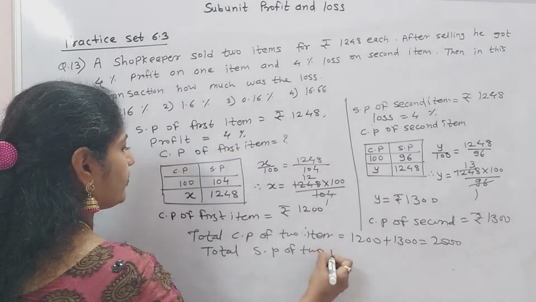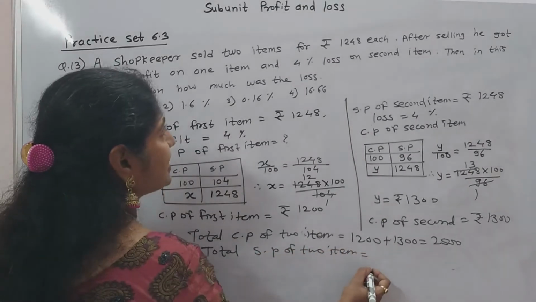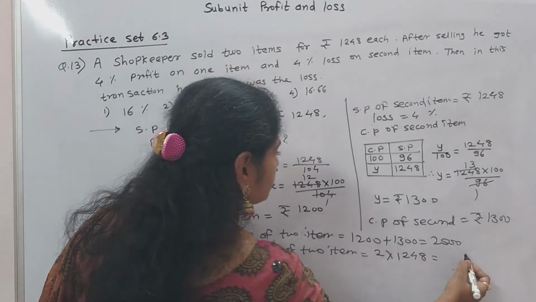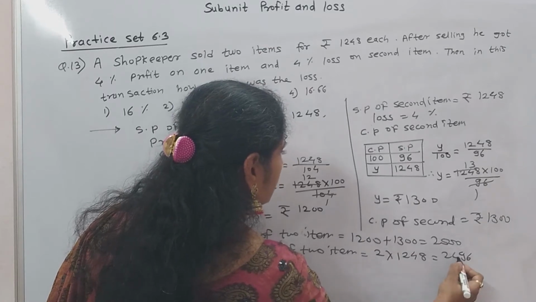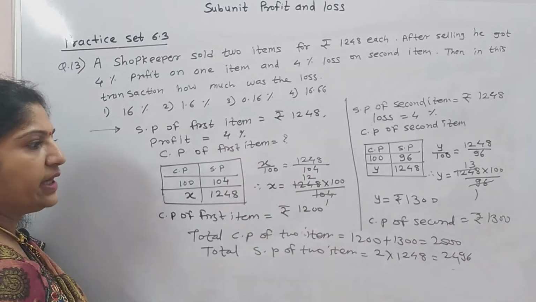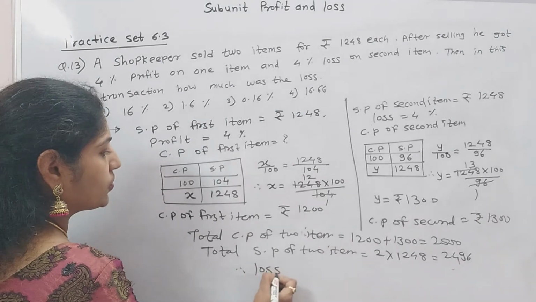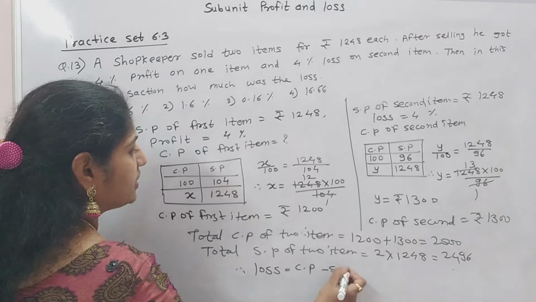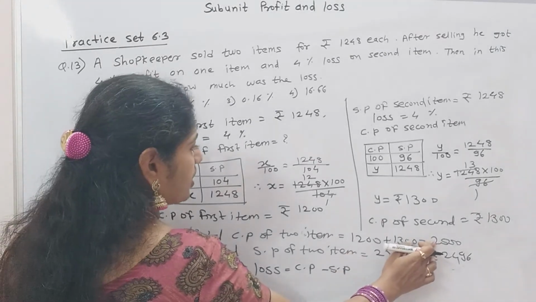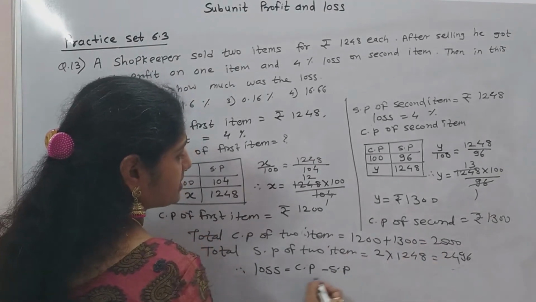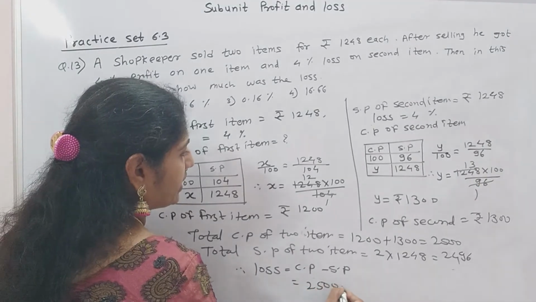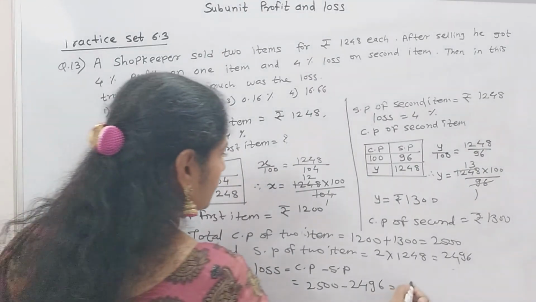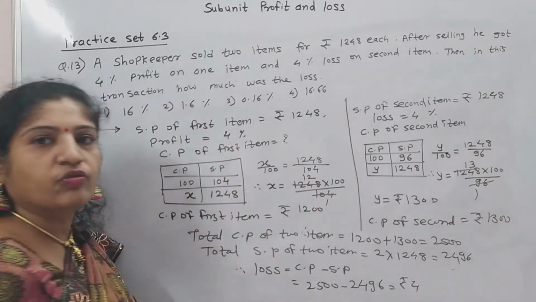And total selling price of two atoms. Both are equal selling price, that is 2 into 1,248, 2,496. So loss equals cost price minus selling price. There is loss because cost price is greater than the selling price. 2,500 minus 2,496, that is 4 rupees. Loss of 4 rupees.